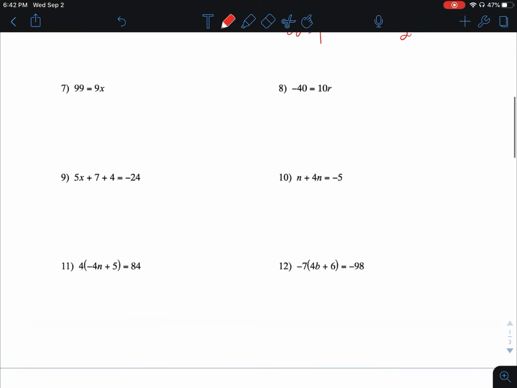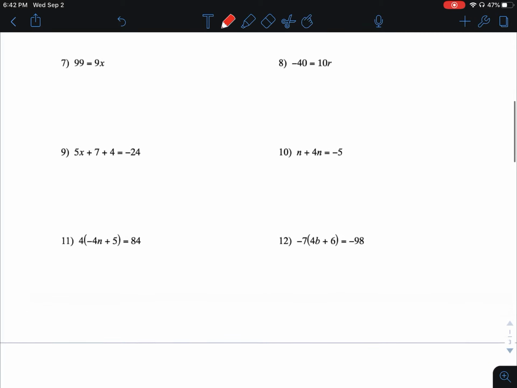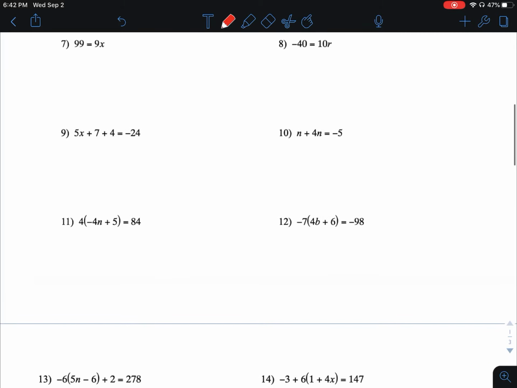All right, so let's jump on down. If you look at 9 and 10, notice that you have two numbers here, 7 and 4. Add those together first. So look at each side of the equal sign. If you can combine like terms, go ahead and do it before you start moving stuff across the equal sign or trying to isolate the variable. So if you look at number 10, you have n plus 4n, so you'd add those together, and that just gives you 5n, and then you work from there.